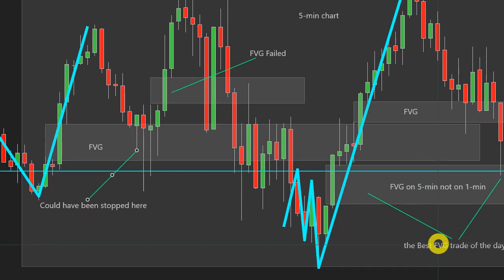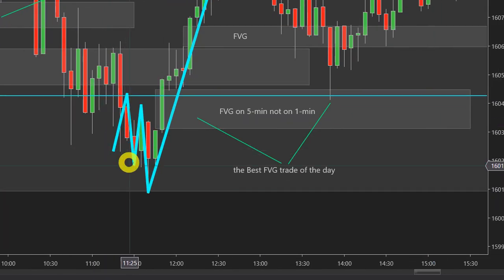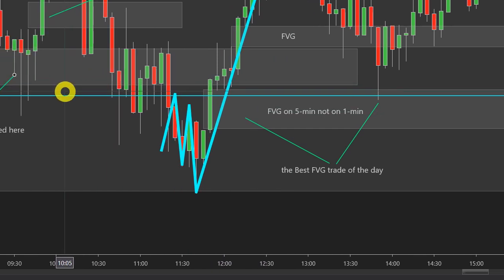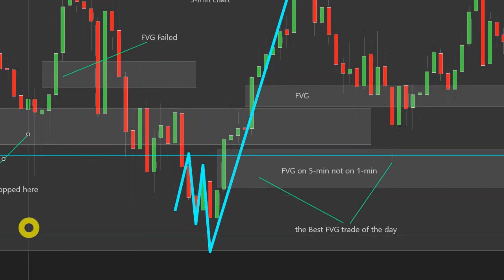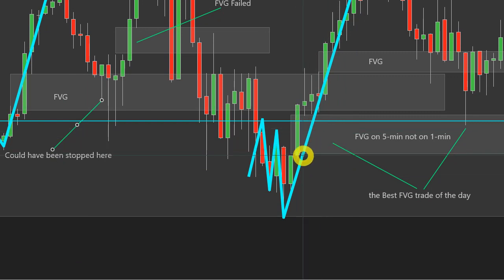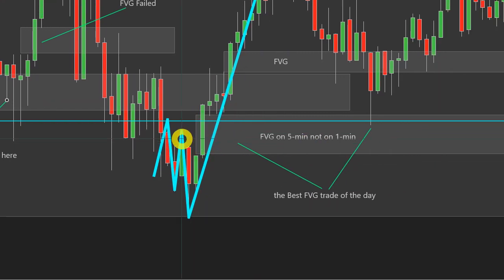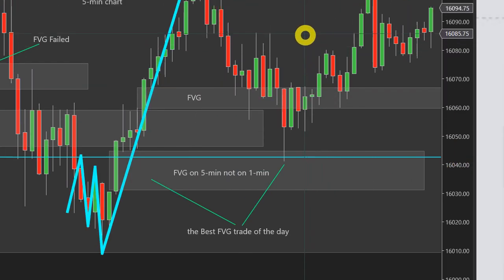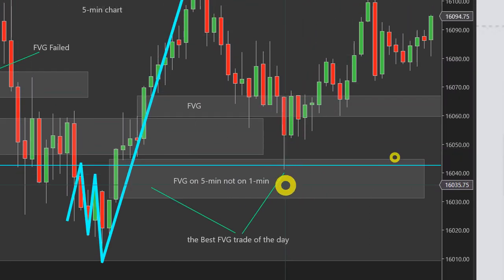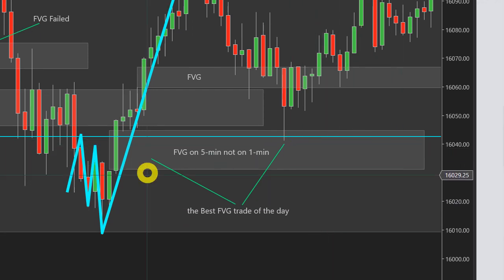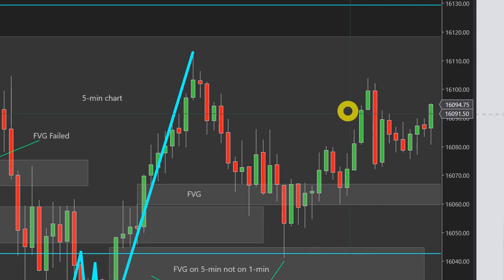Of course, it failed, created another breaker block pattern with a fair value gap underneath, pointing up. Here's the fair value gap: the space between the third and first candle, leaving that middle one empty of wicks. Price came all the way down here and tested. This would have been an ideal and best entry right here. Stop underneath the fair value gap candle, and that would have been a very nice run to the upside on that particular one.